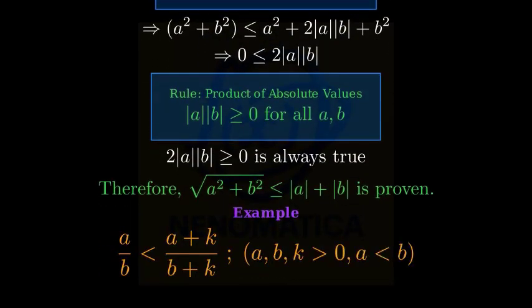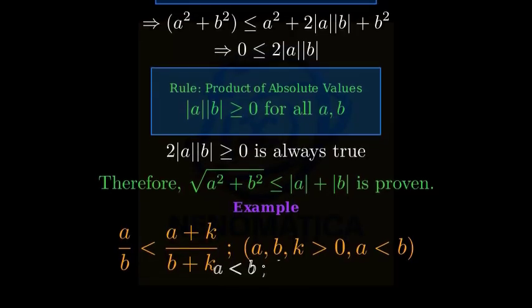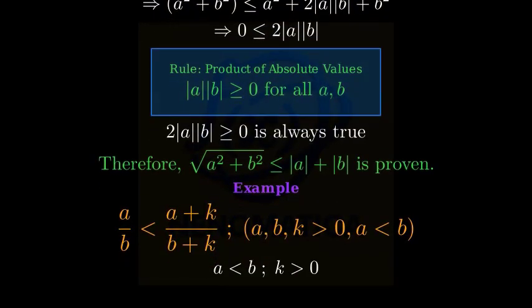We need to prove that a over b is less than a plus k over b plus k, given that a, b, and k are all positive numbers, and a is less than b. Let's start by listing what we know. We have a is less than b, and k is positive.